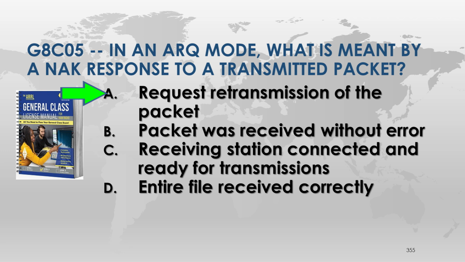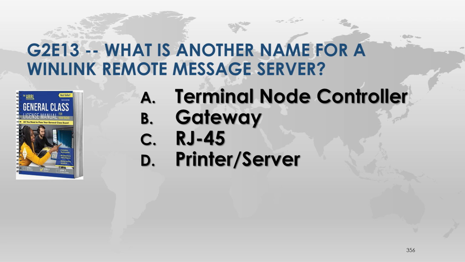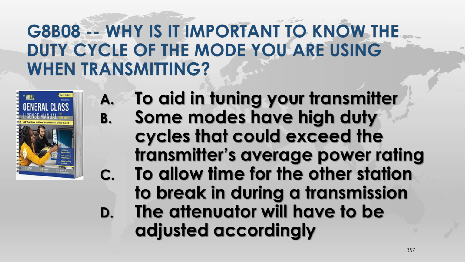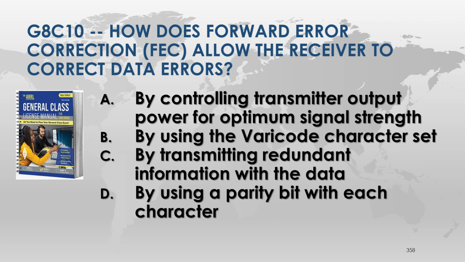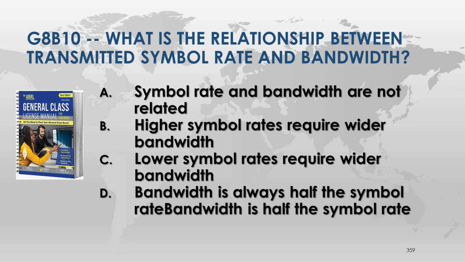Request retransmission. What is another name for a WinLink remote message server? Baker. Gateway. Why is it important to know the duty cycle of the mode you are using when transmitting? Bravo. Bravo. How does forward error correction, FEC, allow the receiver to correct data errors? We're going to have a bunch of general questions going down with this. I think so. These are general questions. What is the relationship between transmitted symbol rate and bandwidth? Bravo.